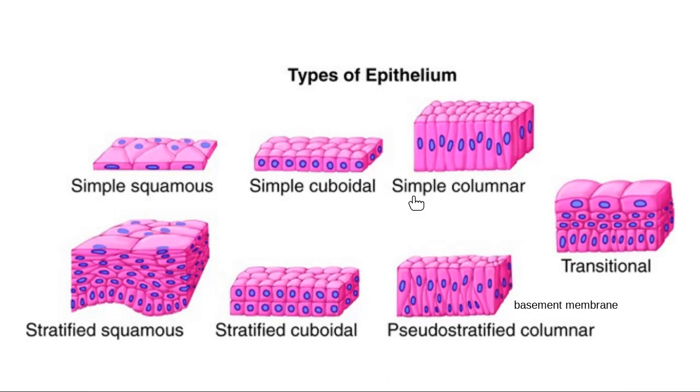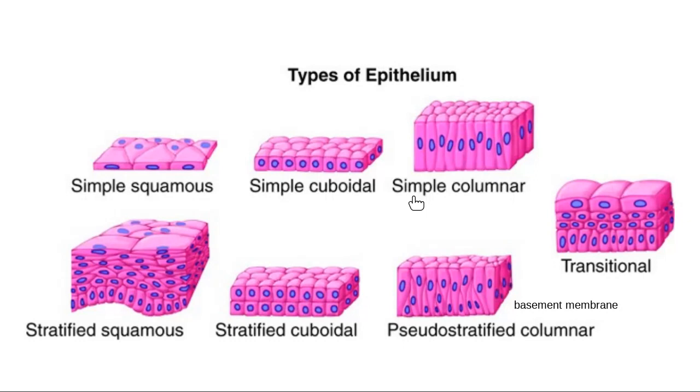Perfect. Okay. So you will see some questions on this week's lab homework assignment asking you to apply these words. Simple always means one layer. Stratified always means more than one layer. Those shape words, use what the shape of the cells looks like to tell you.